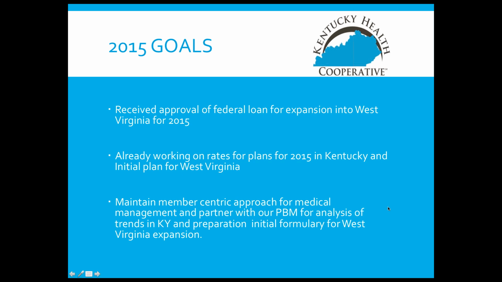But our goal basically is to maintain our member-centric approach for our medical management processes here and partner with our PBM for analytics as far as identifying any kind of trends in Kentucky, as well as trying to prepare an initial formulary for West Virginia. We do believe that the basic chronic disease problems that exist in Kentucky exist in West Virginia as well. So we hope to use the models that we've established here and ship those into that population in West Virginia. However, our biggest processes there will be establishing a network and baseline plan designs moving forward. And that's where the co-op sits right now.